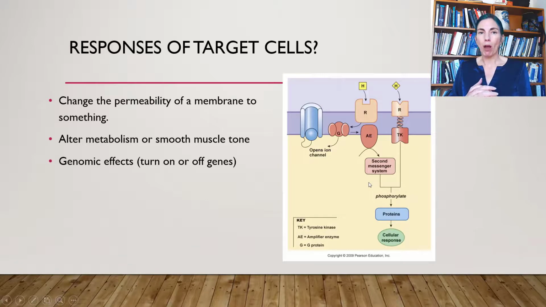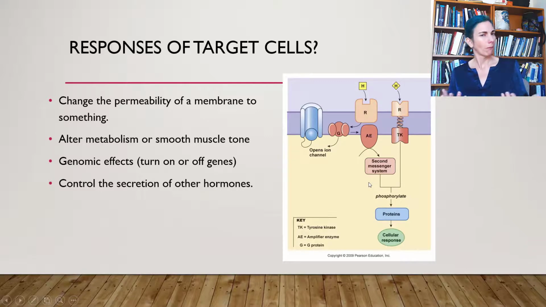The last response seems silly when you first look at it. This response is to basically control the secretion of another hormone. You heard that right. So you'll have hormone A that binds to a cell that has a receptor for A, and then that target cell is usually an endocrine cell itself and secretes hormone B. So hormone A controls the secretion of hormone B. Now, typically it promotes the secretion, but it can also stop the secretion as well. It depends on the hormone.